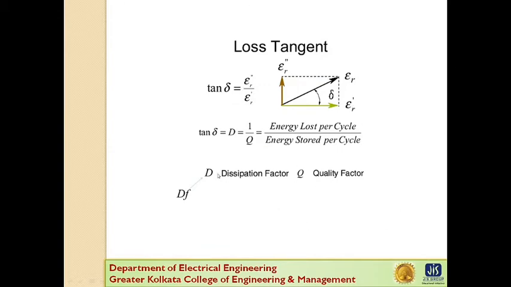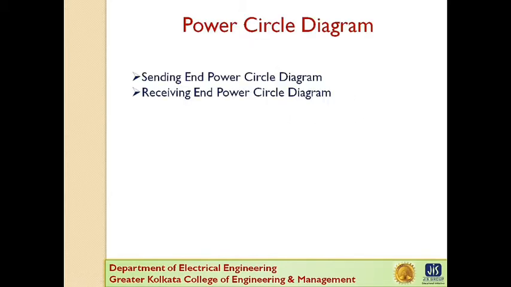Loss tangent. The tan delta, D, is equal to 1 by Q, is the dissipation factor, and Q is the quality factor. And tan delta is equal to energy lost per cycle by energy stored per cycle. Tan delta is equal to epsilon r double dash by epsilon r dash, energy lost per cycle, energy stored per cycle. Next is power circle diagram.